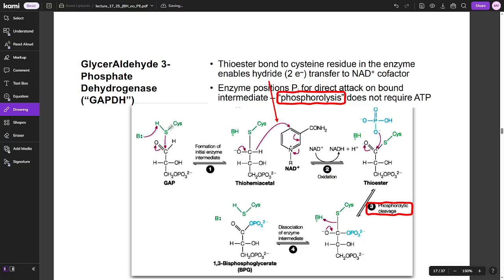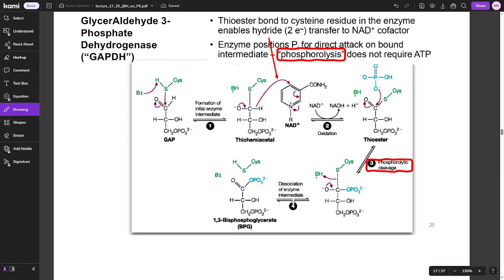You basically turn the cysteine into a nucleophile, and that attacks this GAP to make this kind of thioester intermediate. And then you basically form this oxidized intermediate, where you turn into 1,3-bisphosphoglycerate.